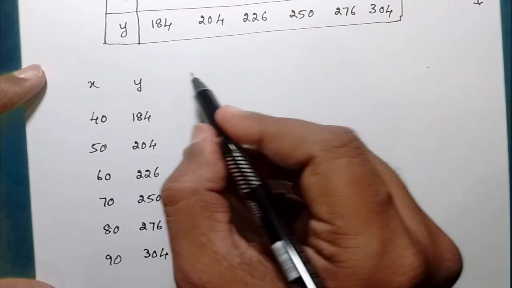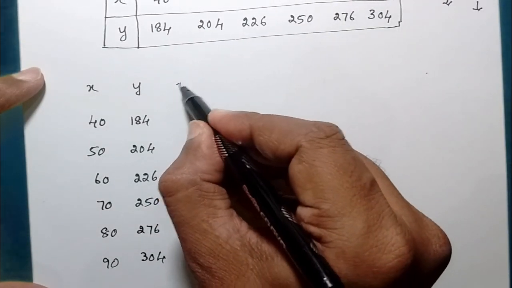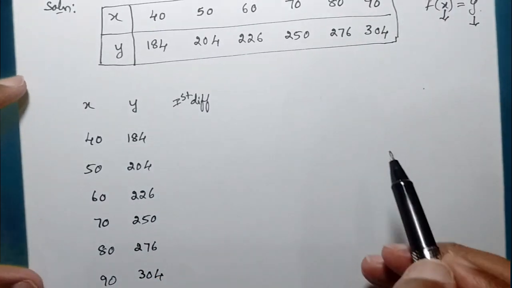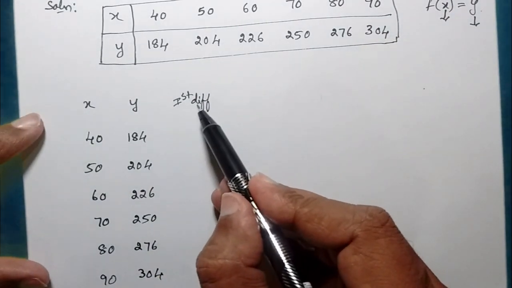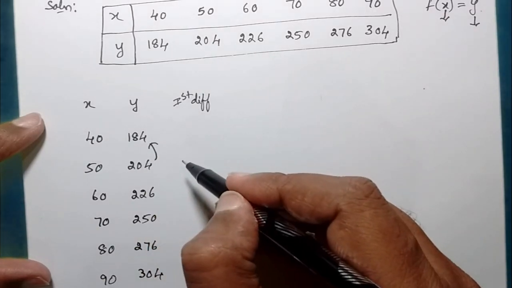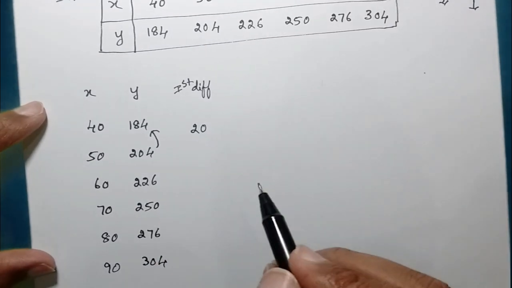Now because I am using both forward and backward interpolation, I will first write the first difference. It will be a common table for both, so I am not using the operator. So first difference, just take the difference over here. 204 minus 184, how much will you get? Are you getting 20? Just use a calculator.